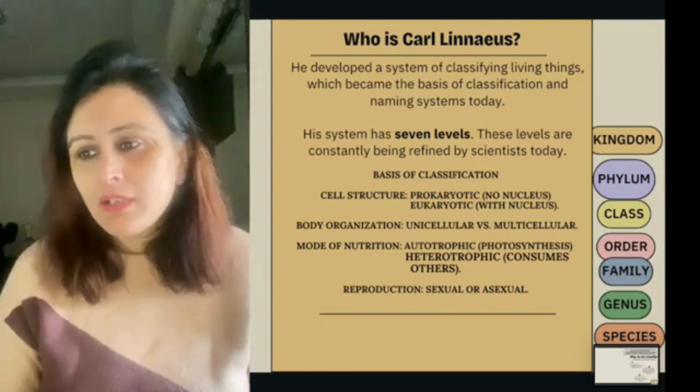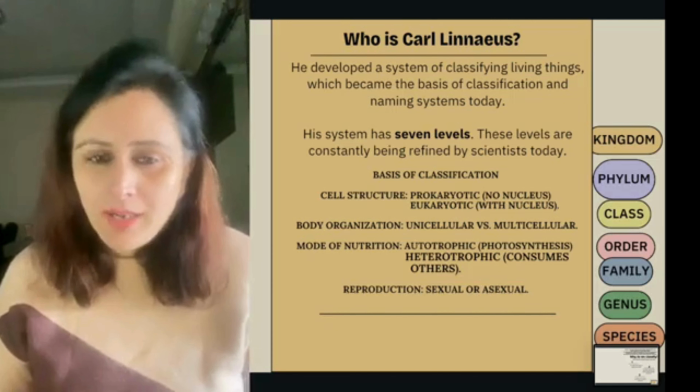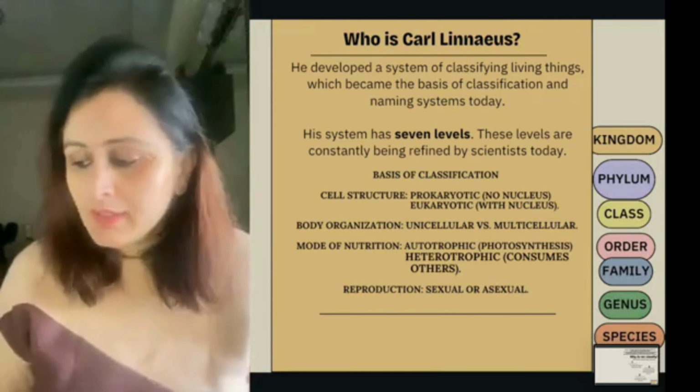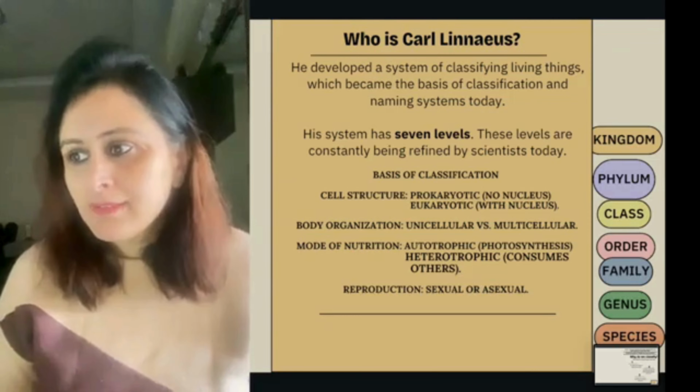So likewise, these 7 division levels are kingdom, phylum, class, order, family, genus and species, right? So this is how it has been classified into the various levels.